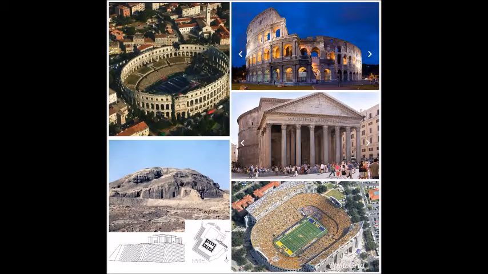All 5 of these buildings were a place of gathering. The White Temple and Ziggurat and the Pantheon were used for religious purposes. On the other hand, the Pula Arena, Tiger Stadium, and Colosseum were buildings used for entertainment purposes.